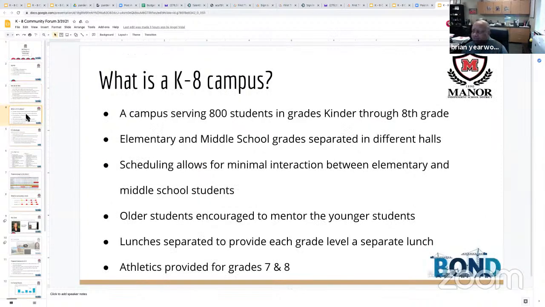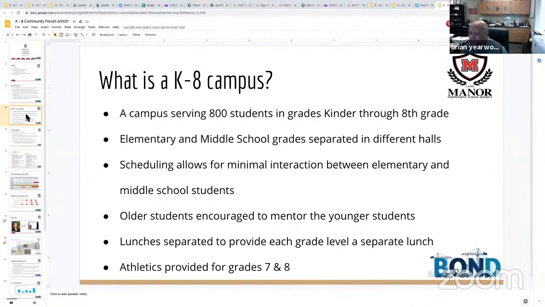Let's talk about a K-8 campus for just a minute. We've been talking about it, but what is the K-8 campus that we're proposing here in Mena ISD? Number one, it'll be a campus serving 800 students in kindergarten through 8th grade. The elementary students and the middle school students will be in different hallways as they go about their day. Now, is there going to be any interaction between elementary and secondary students? Yes, there will be some interaction, but this will be kept to a minimum. There'll be times that they'll be crossing, going to different periods, but we will ensure that this is kept to a minimum.